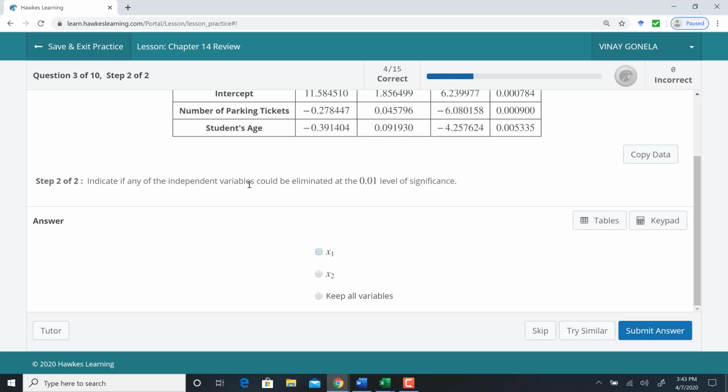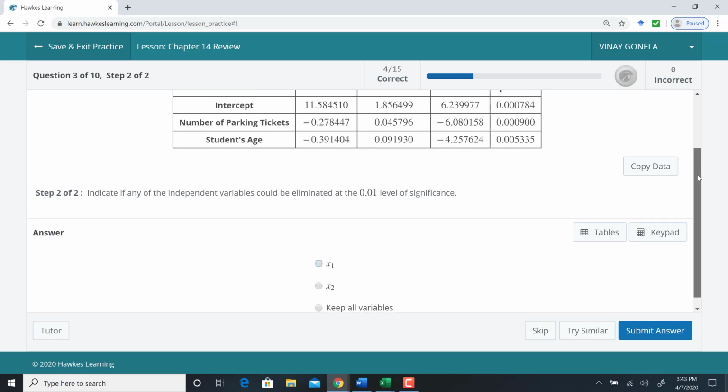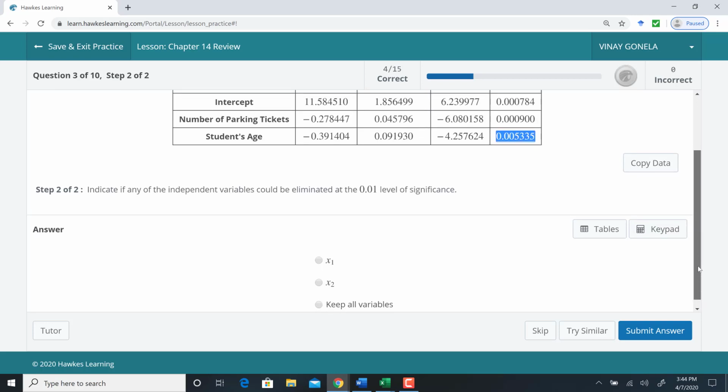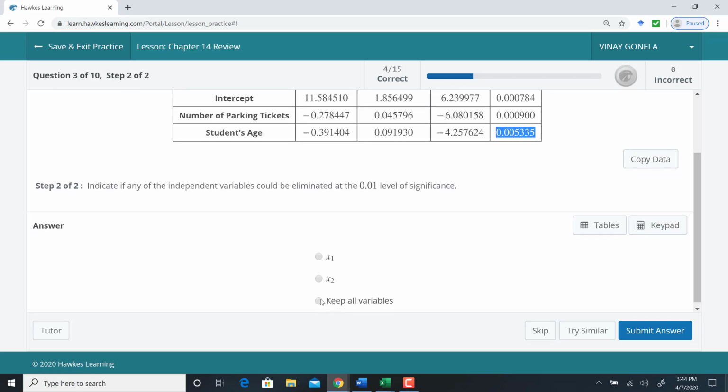And then please indicate if the independent variables can be eliminated at 0.01 significance level. So again, we are asking if this value here, is it less than 0.01? Yes, 0.009 is less than 0.01. So that means this is an important factor. Then again, 0.005, is it less than 0.01? That is true. So 0.005 is less than 0.01. So both factors are important here. So you will keep all the variables.